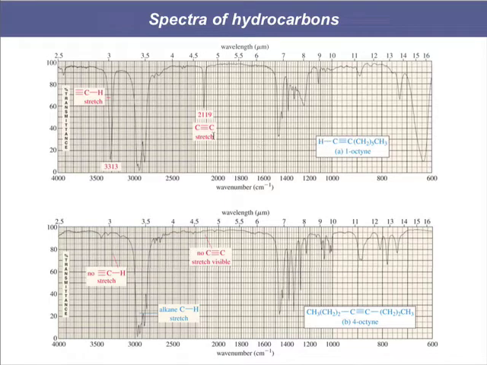So here's our carbon-carbon triple bond. Again, that's slightly below 2200. This is 2119. That's our C triple bond C stretching. And then we've got at around 3300 a CH sp hybridized stretch, a stiffer sp hybridized stretch.